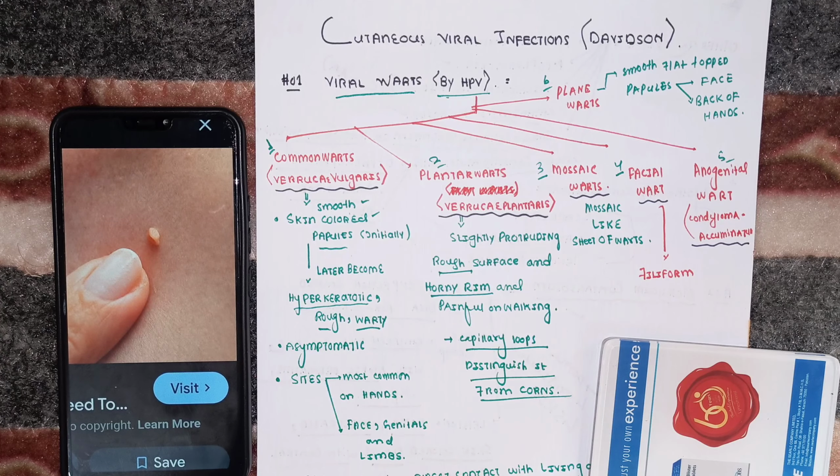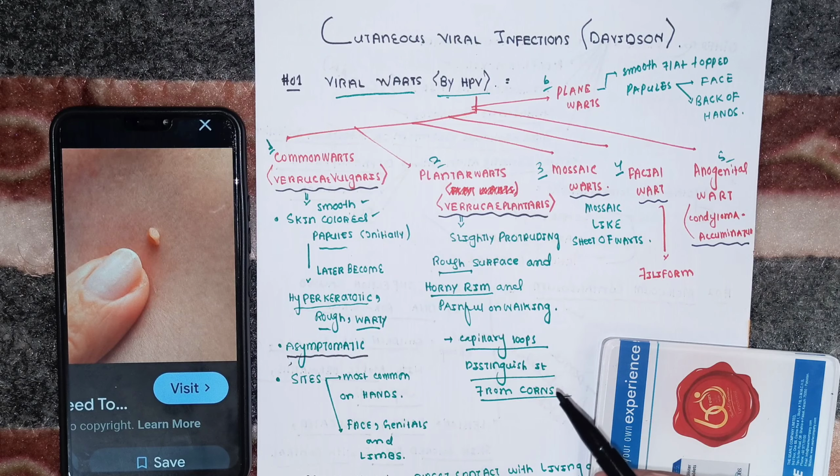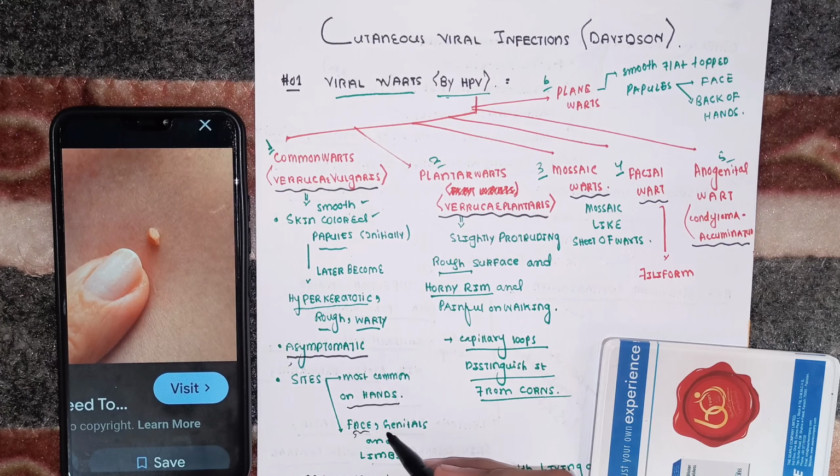They are asymptomatic, by the mercy of God. They are not painful, so it's a good thing. They are asymptomatic and they do appear on the hands. Most commonly, they appear on hands, by the way, but they can also appear on your face, on your genitals, and limbs. Right? Most common site you will come to see is hand.